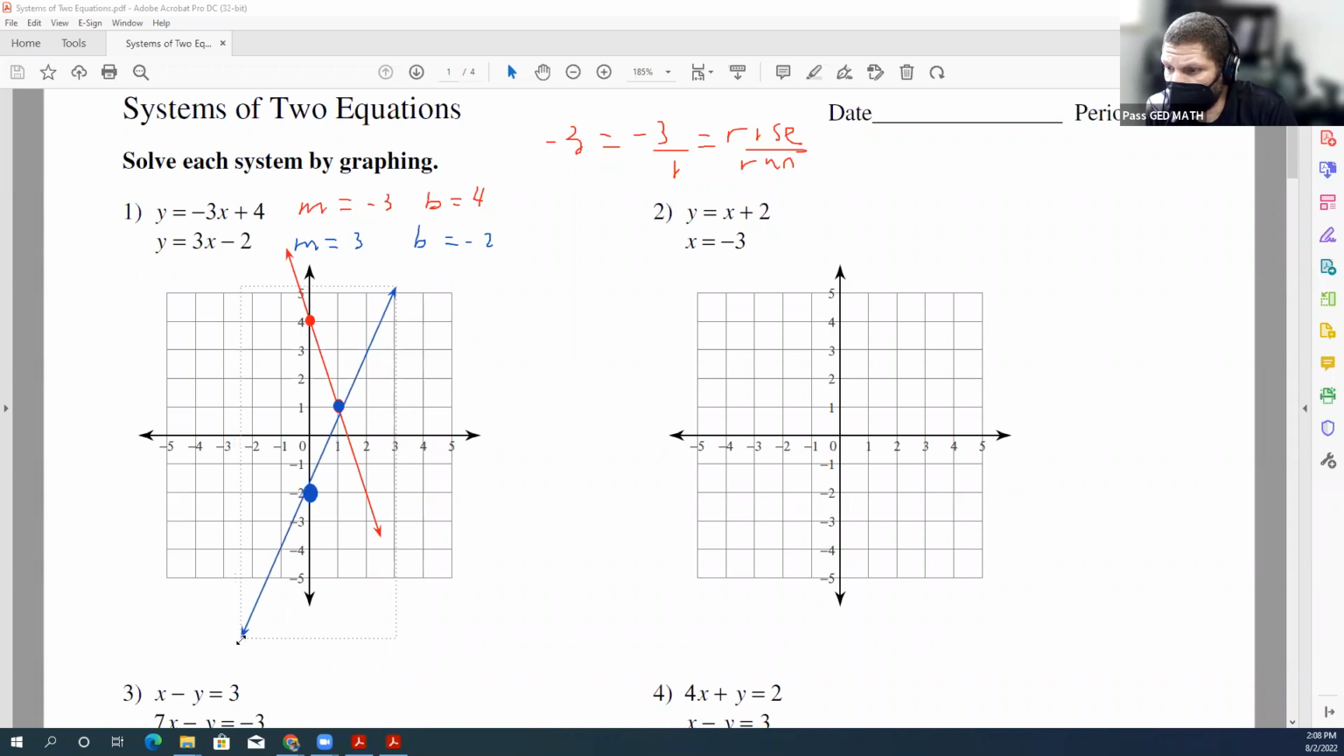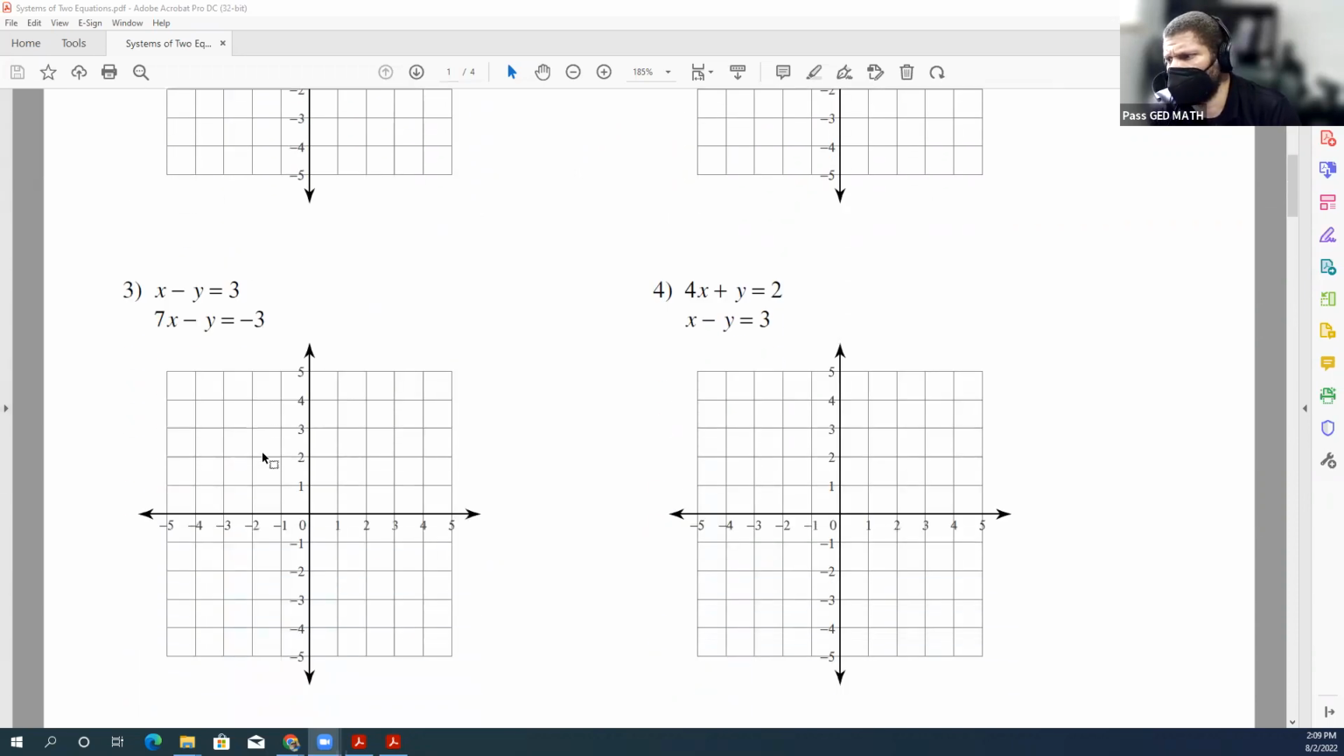So the solution for this system of equations is where the two lines intersect. A point has an x and a y, so the x is 1. The y is also 1. So the solution to this system of equations is x is 1 and y is 1. The point is (1, 1). Okay? So that's how you solve a system of equations by graphing when they're given in slope-intercept form.